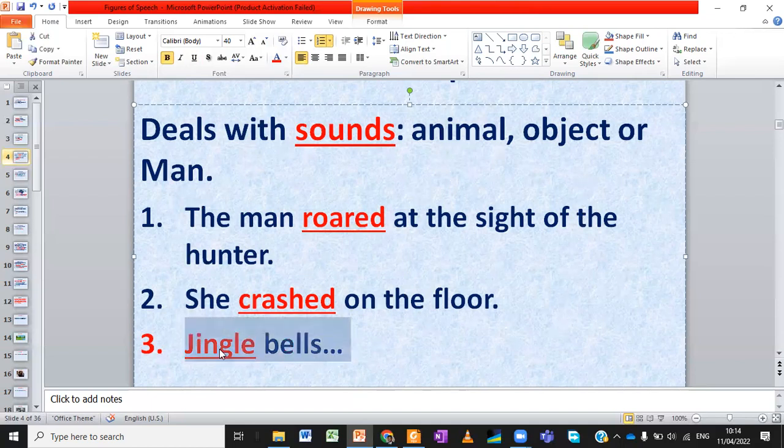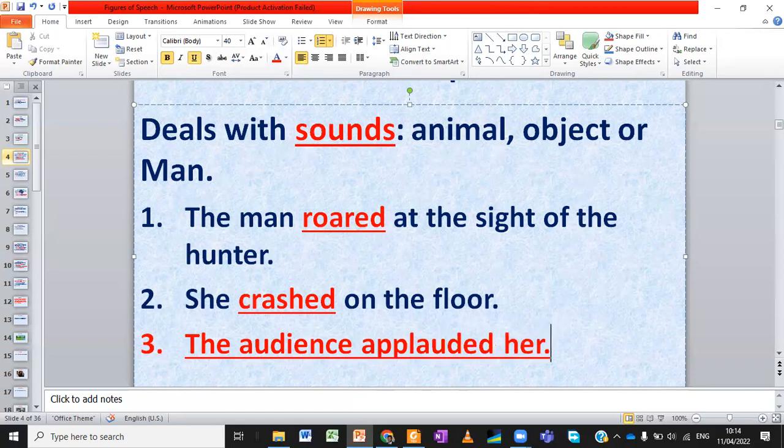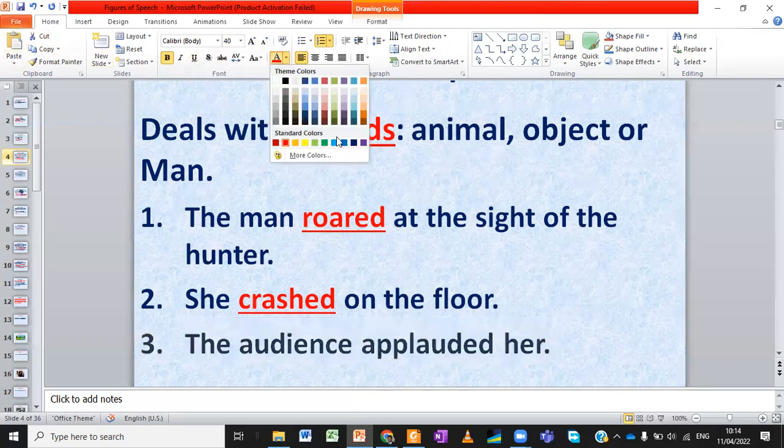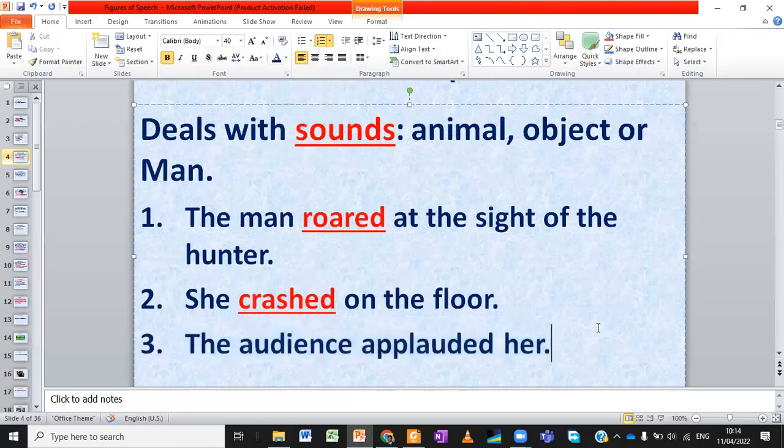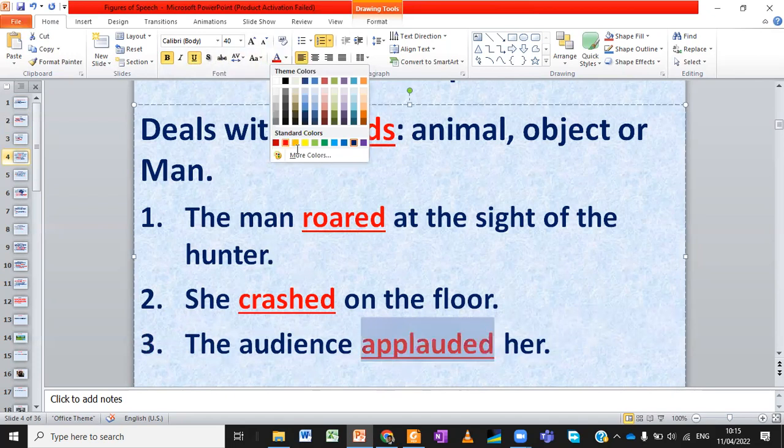So if I change this to, the audience applauded her. Now, in that number 3, can you point out the word that is onomatopoeic? What do you mean by that? I said from number 3, can you point out the word that shows sound? Applauded, good. Which is what? Like clapping the hands. Thank you very much.